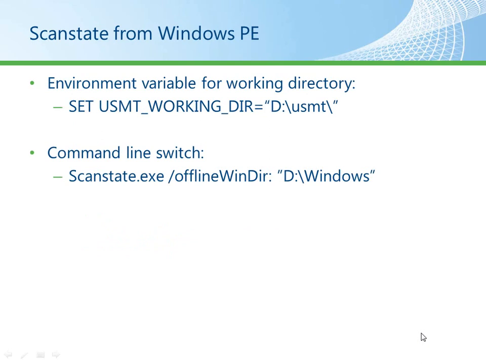So let's take a quick look at the type of commands we'd have to do a scan state from Windows PE. Remember, we had to tell it the working directory, so we'd have to do a set USMT_WORKING_DIR equals, and then in this case here, I'm going to put it into the d:\USMT. So that's I'm setting my working directory for the scan. And then the command line switch, we would do obviously the scanstate.exe, and the switch that would go with it is the /offlinewindir, and then the colon, and then we'd have to tell it where the Windows directory is that we want to do the scan on. So in this case, d:\Windows.